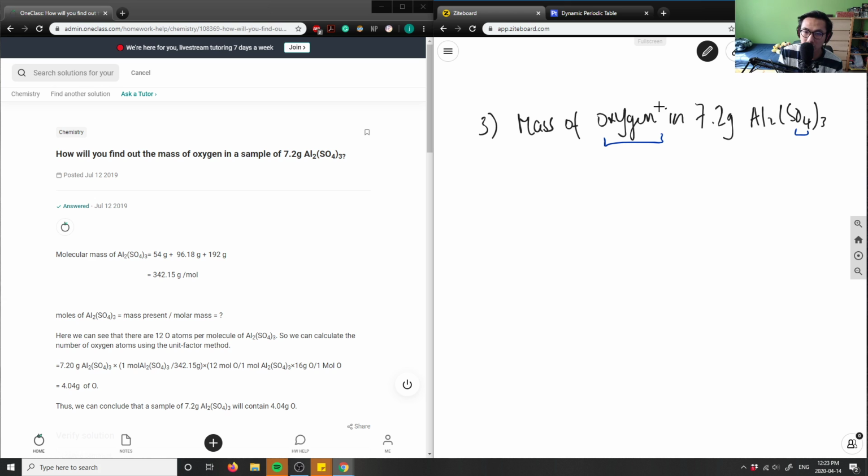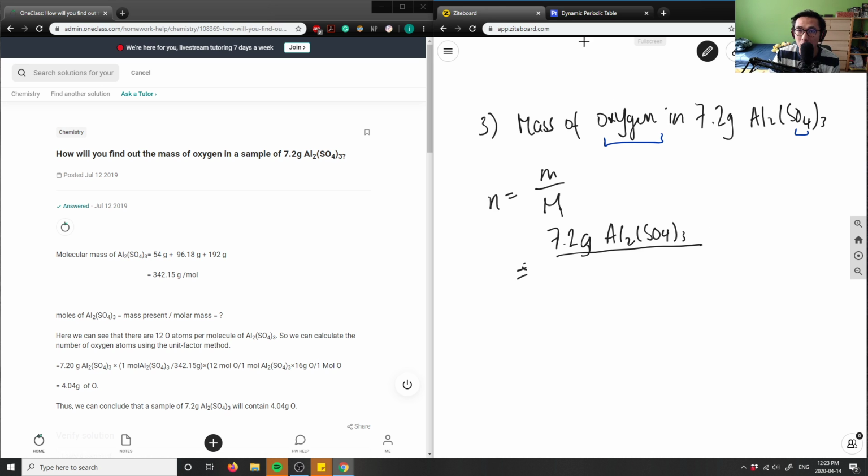we know our stoichiometry. We know moles equals mass over molar mass, right? So in order for us to do that, we have to find the mass of our oxygen. Actually we have our mass of aluminum sulfate, 7.2 grams of aluminum sulfate. And what we're going to do is divide by the molar mass of our aluminum sulfate to get our moles, right? So let's solve for moles first, because that's kind of the default. We always want to solve for our moles first.